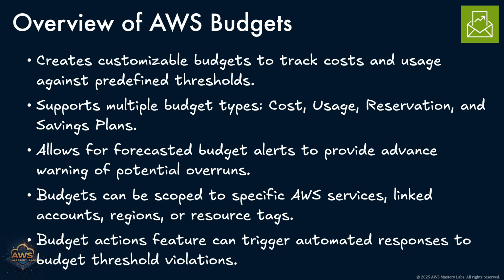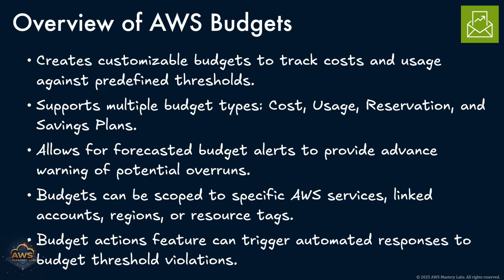Keeping cloud costs under control isn't just about reviewing your bill at the end of the month, it's about staying ahead of the curve with smart, proactive financial planning. That's exactly what AWS Budgets is designed to help you do. AWS Budgets allows you to create highly customizable budgets to monitor your AWS usage and costs in real time. You can define thresholds that align with your financial goals and track your actual spend or usage as it approaches or exceeds those limits. Whether you're keeping tabs on your monthly cloud bill or managing reserved capacity, AWS Budgets gives you the tools to stay informed and in control.